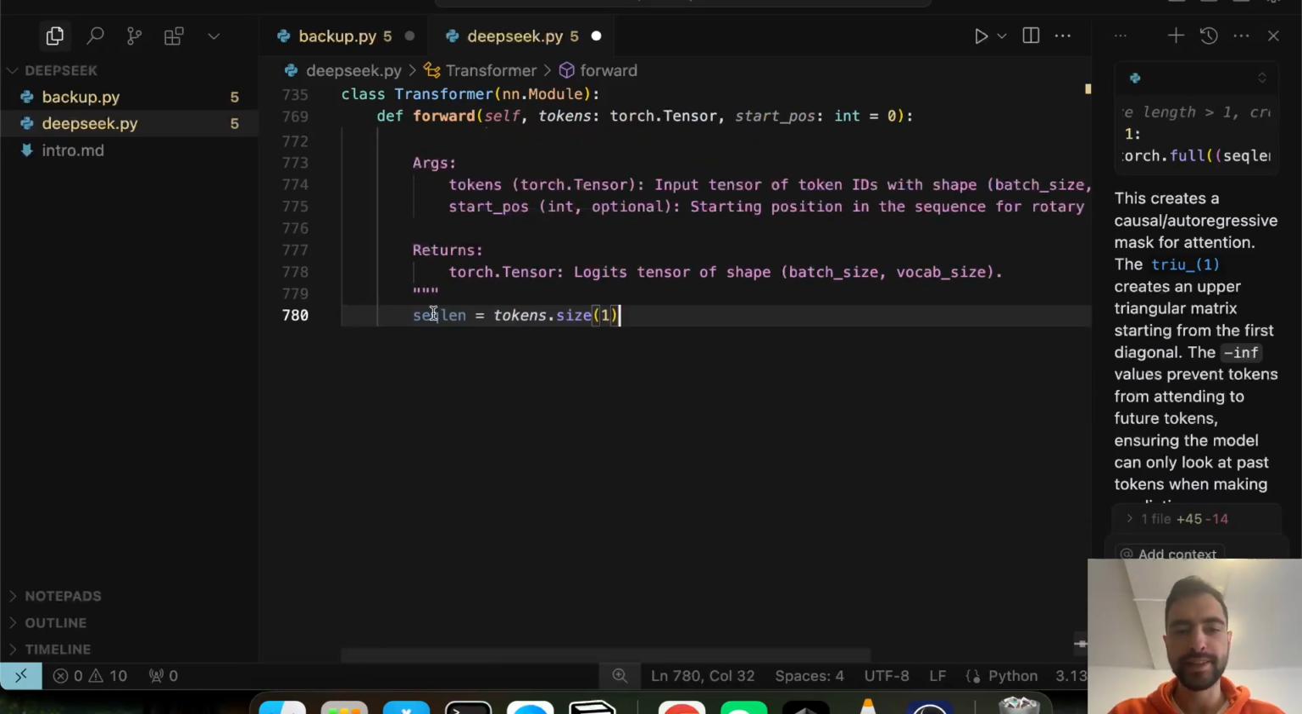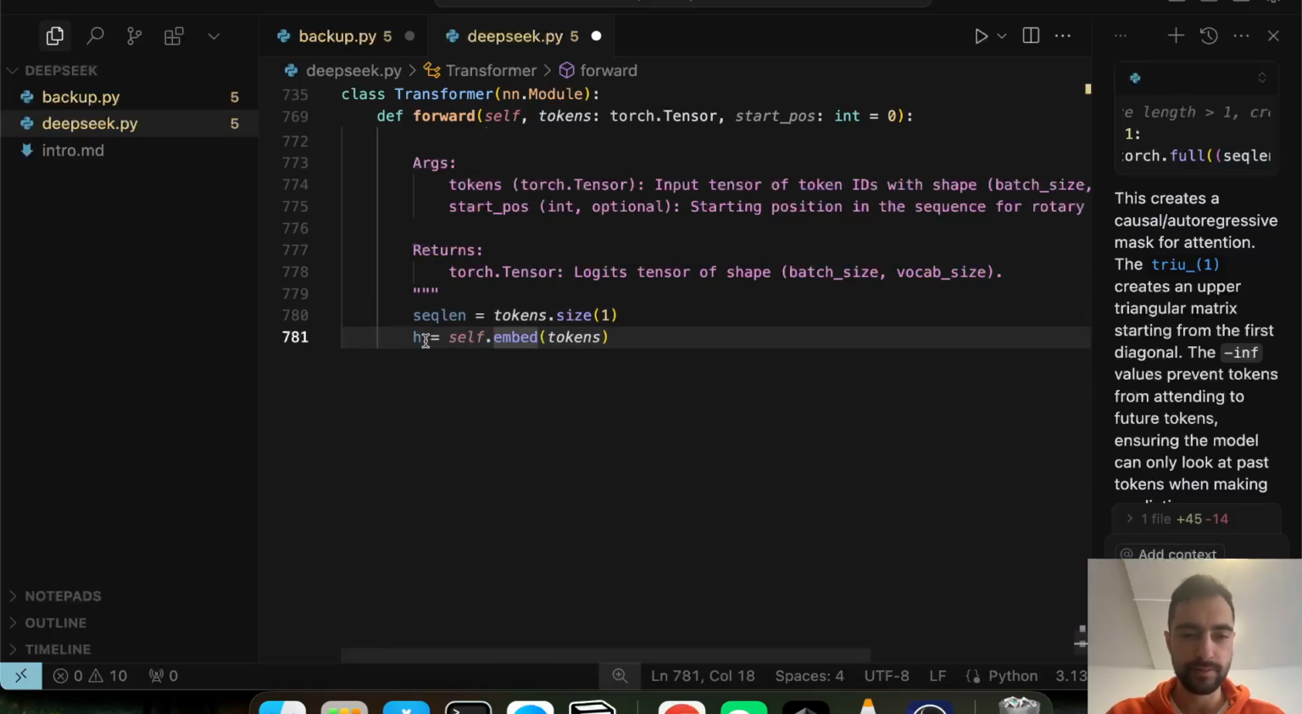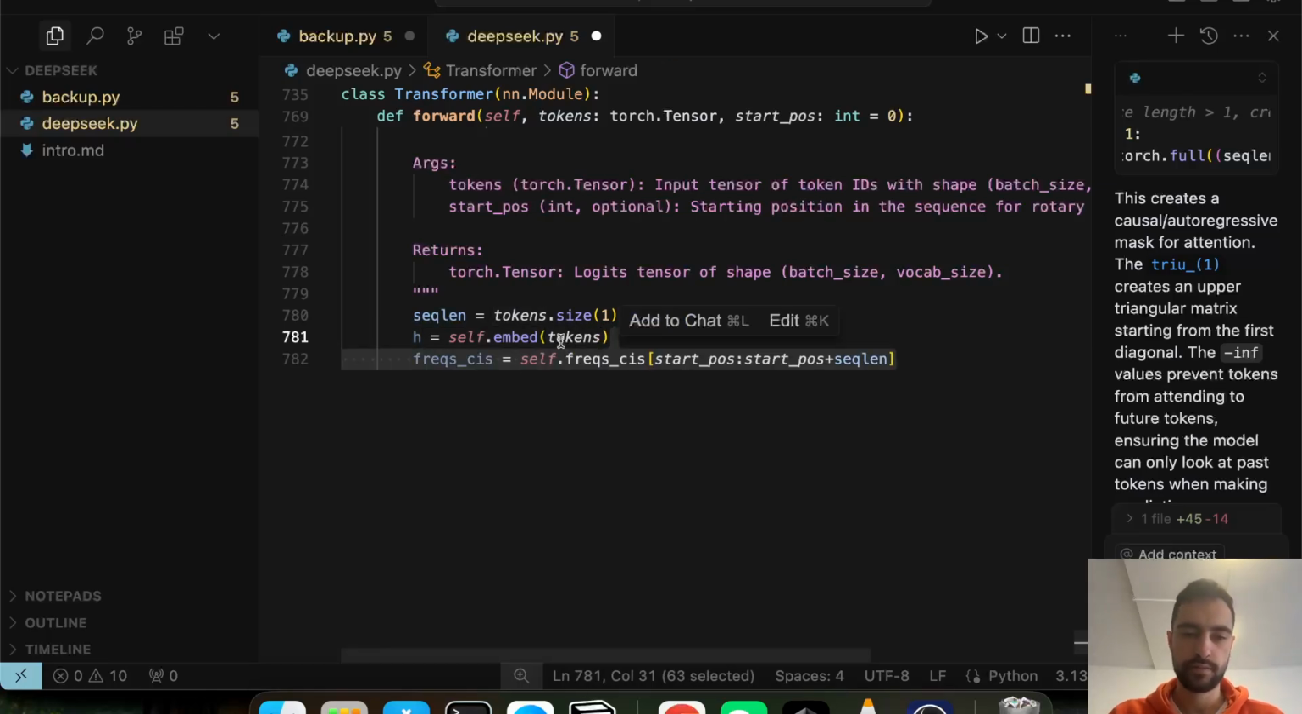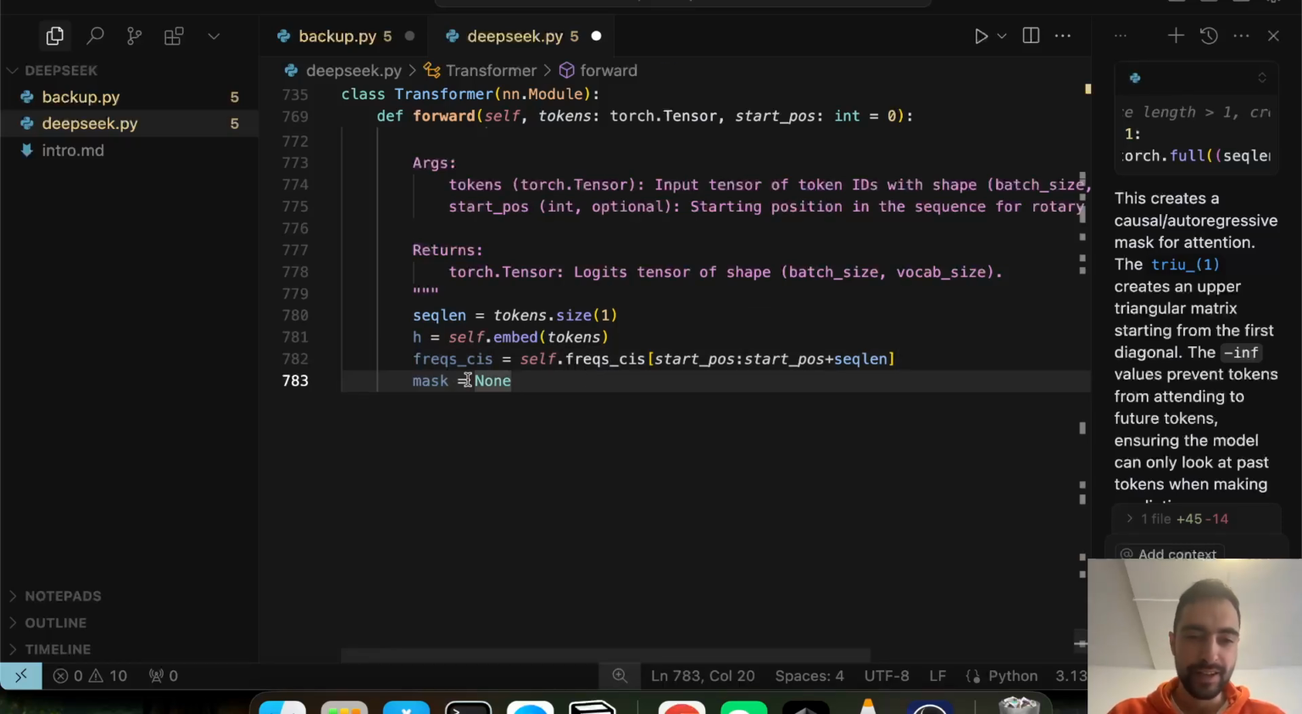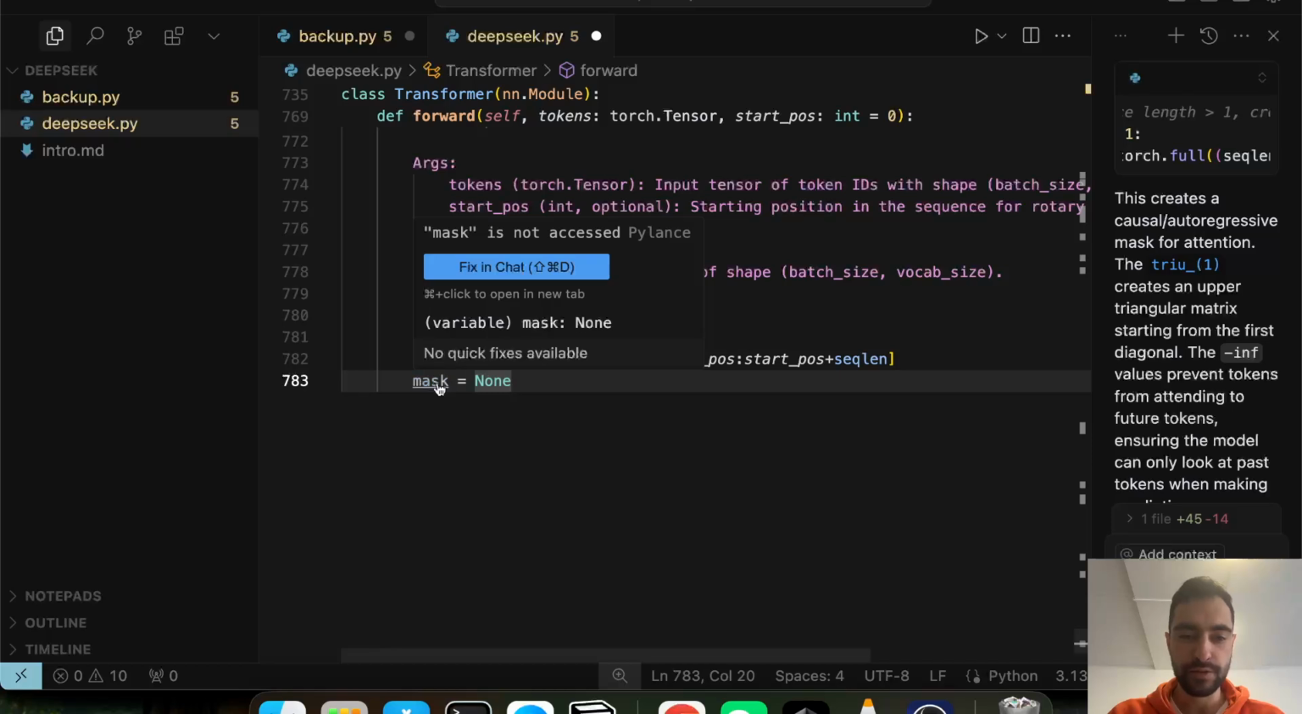Then we will get the size of the sequence length. So token size 1, it's a bunch of sizes. And then we will embed tokens. And then we will get these rope embeddings frequencies. It's always the same function. I always explain the same thing. Mask is none for now.